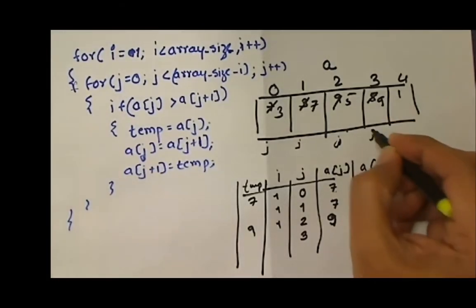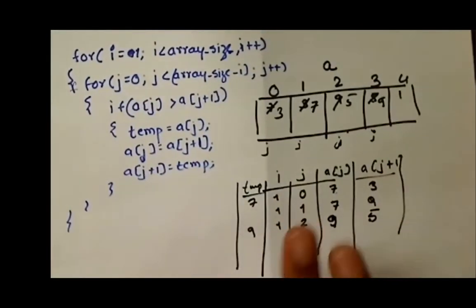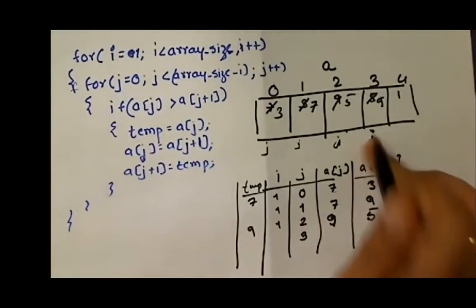So j is over here. Had j gone beyond the limit of the loop, we are checking, is j less than array size minus i? i's value is 1. 5 minus 1 is 4. Is j less than 4? Yes. So we come here.